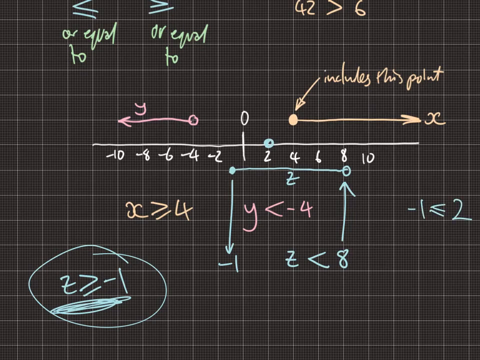If you pick any number that is within that blue line, -1 will be less than it. So we can fill that in as -1 is less than or equal to z, which is less than 8. These kinds of double-sided inequalities crop up all the time. You'll see quite a lot of them over the next few years in your study of maths. That's what they mean: a two-ended set of numbers.